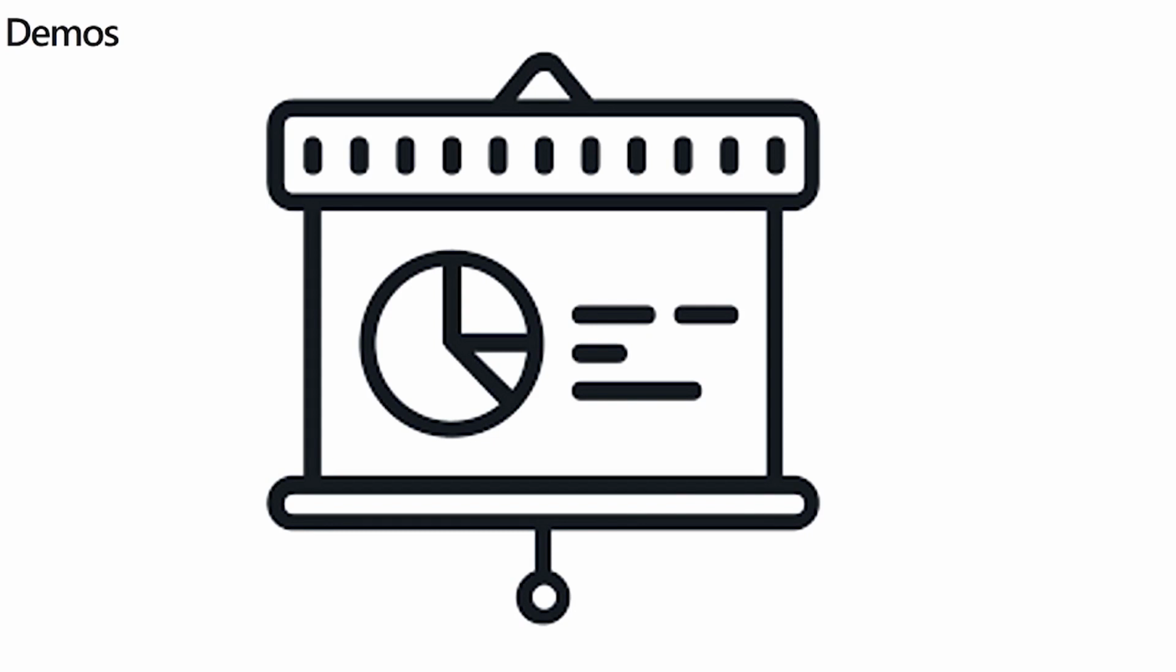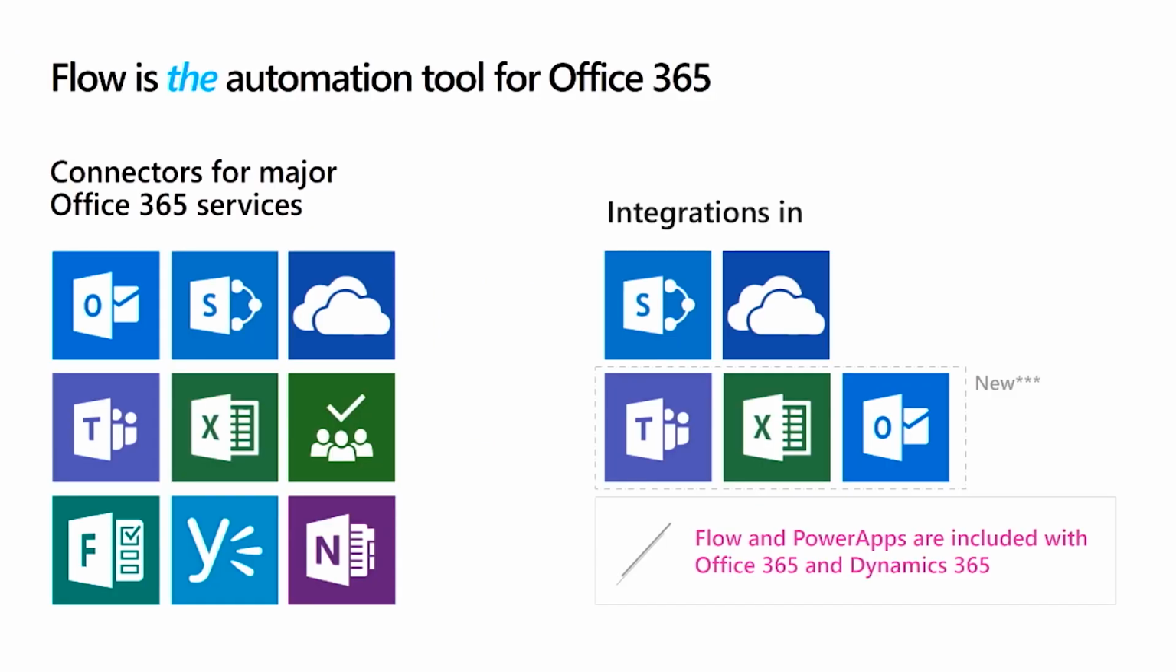So with that said, let's get into some demos and show you what Flow is all about. Flow is the automation tool for Office 365. We are the successor for SharePoint Workflow Designer. Now, granted, we do have some symmetry challenges to work through, but one of our target use cases or sweet spots is really in the area of Office 365.